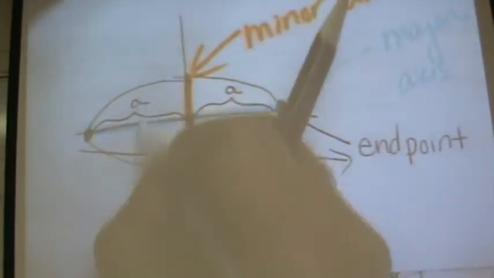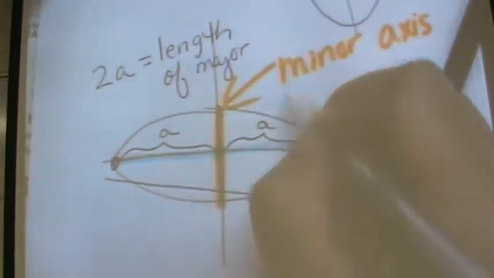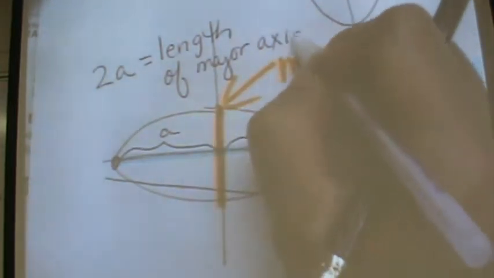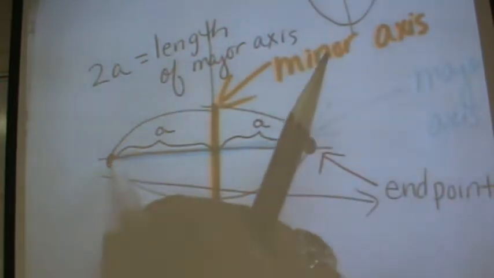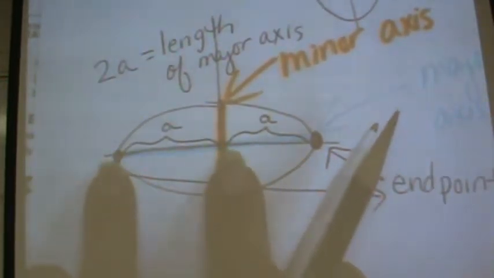Now, from the center to one of your endpoints or vertices, that is going to be your A value. So you're going to have two A's. A plus A is 2A. That is going to be the length of your major axis. So your major axis is 2A units. So A is from the center to one of your endpoints or your vertices.